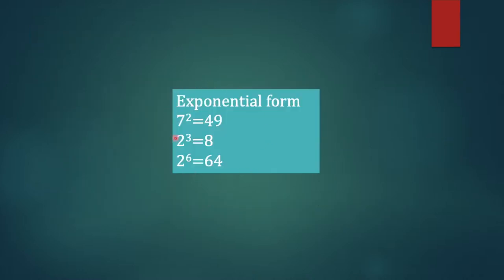Before going to the exponential model, let us try to understand this first. This is the exponential form, like 7 to the power 2 equal to 49, 2 to the power 3 equal to 8, 2 to the power 6 equal to 64. This is called exponential form. We often use this type of equation in day-to-day mathematical expressions.